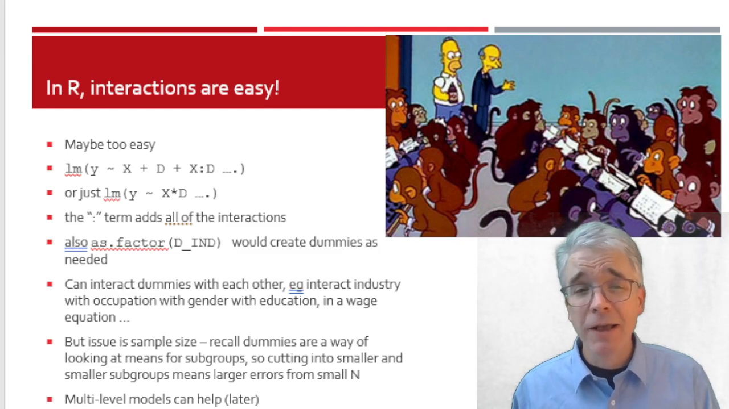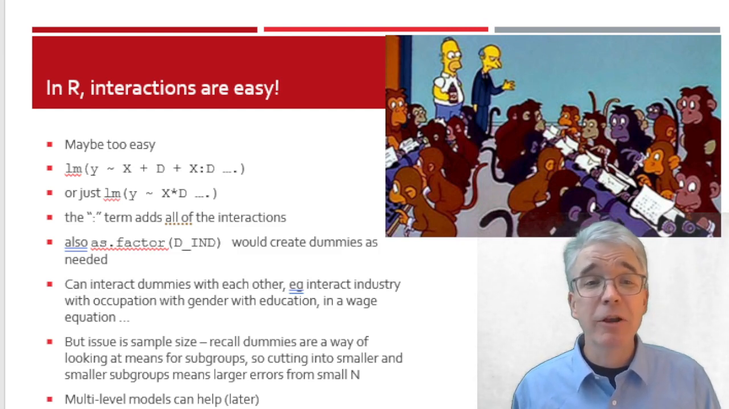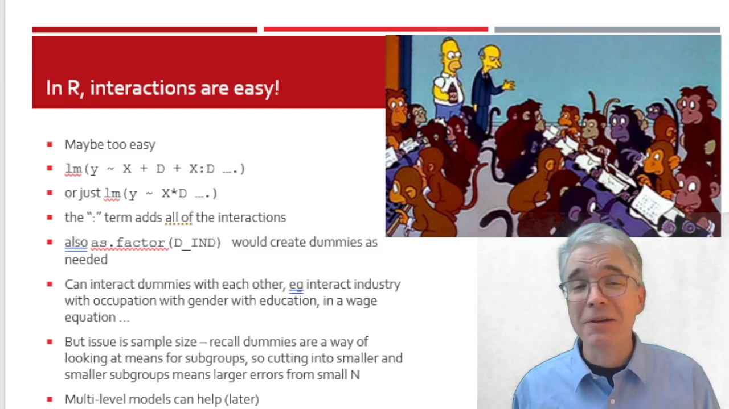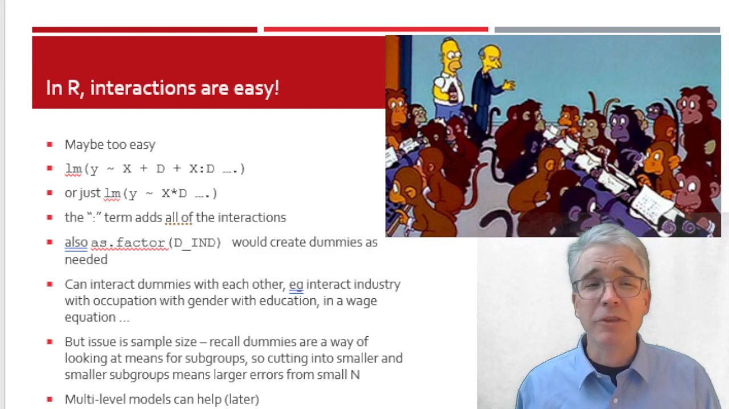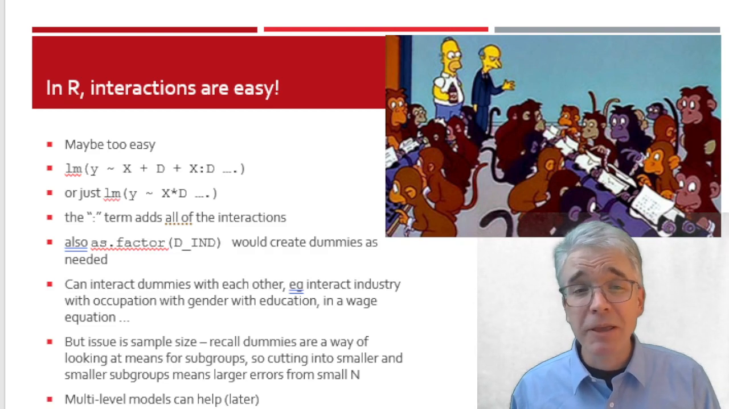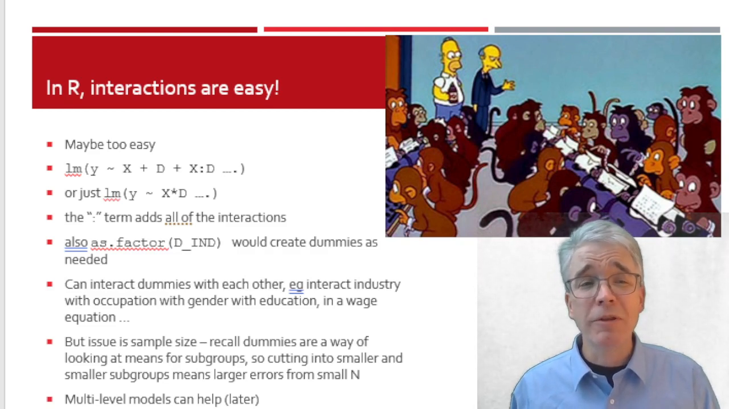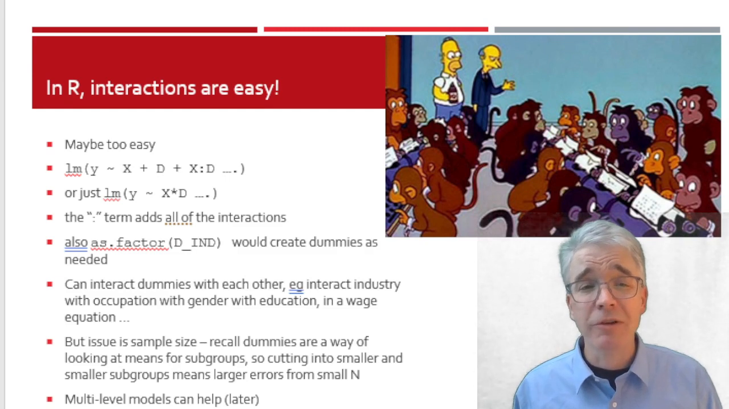Other questions might arise. Can I interact dummy variables with each other? Yes, you can keep interacting and interacting and interacting. You can interact dummy variables for occupation with dummies for gender with dummies for education. It could be, for instance, a college-educated woman in the public sector who's a teacher is going to have a different wage-age profile. That's a plausible hypothesis. Might be difficult to estimate. There's absolutely an issue with sample size.